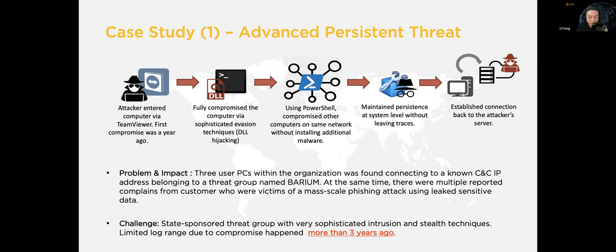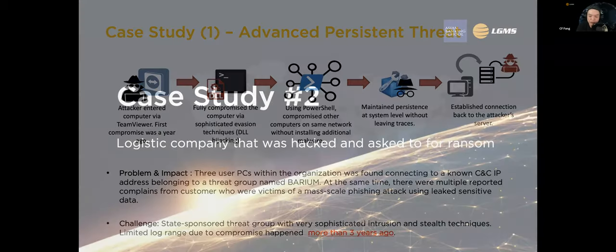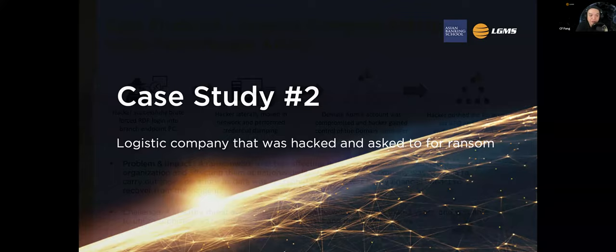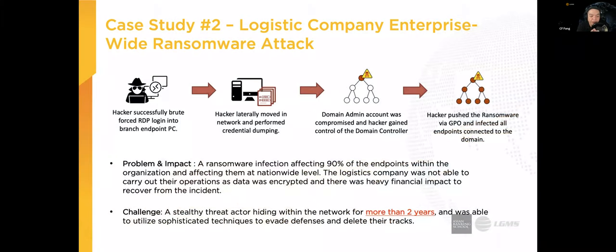So we have another case. This one is a logistics company, a huge logistics company. They have branches nationwide and they were compromised. This was also very interesting. They have warehouses in different parts of the country. One of the warehouses was compromised by attackers. The attackers hacked in through a remote desktop, and from the warehouse, the attacker moved up to the HQ.